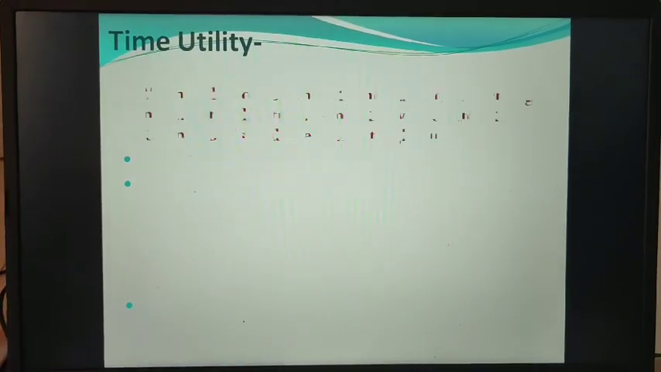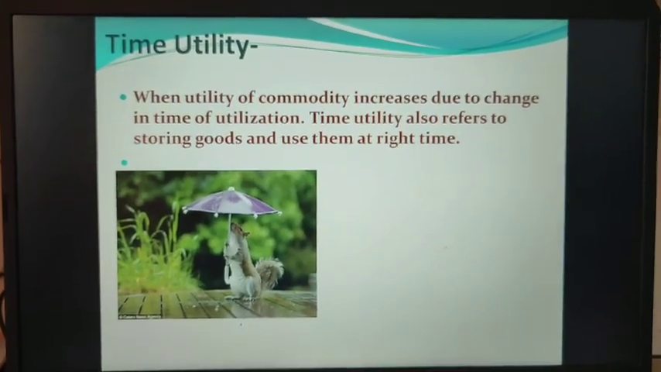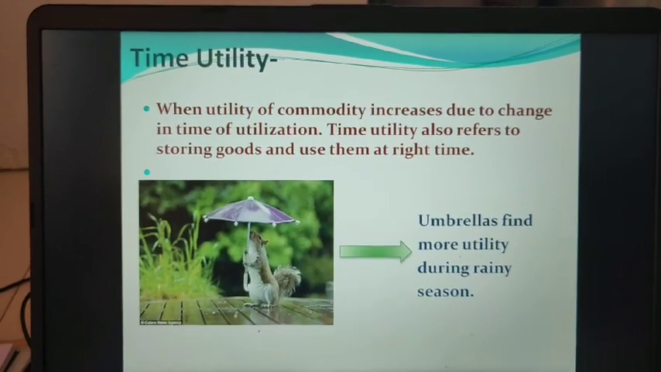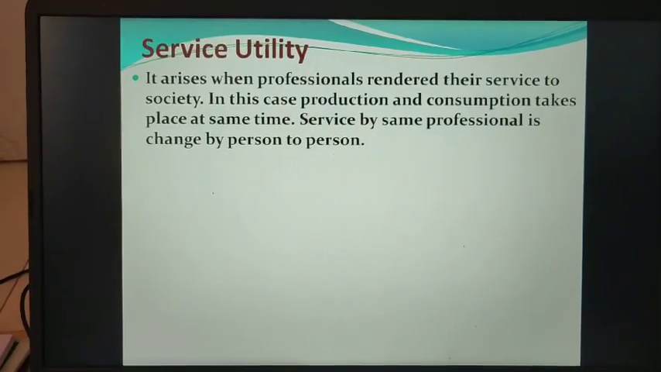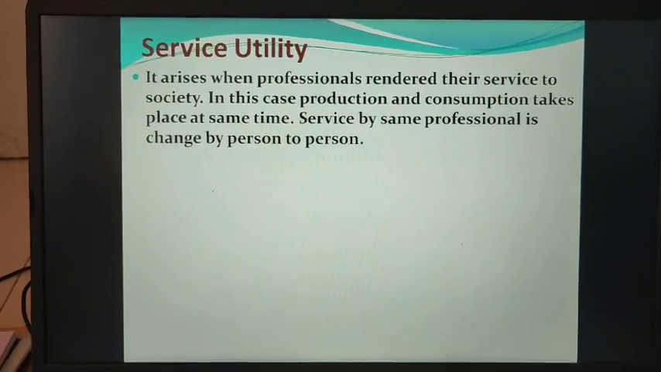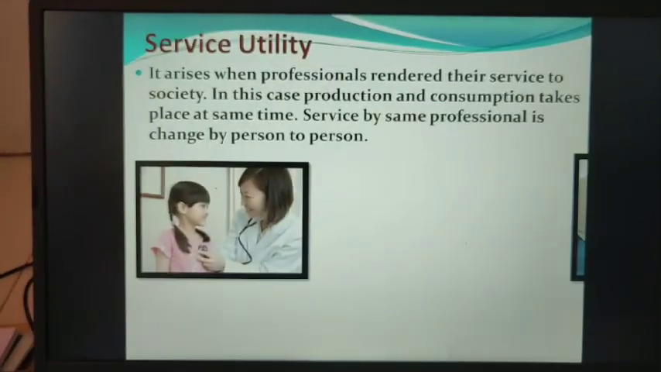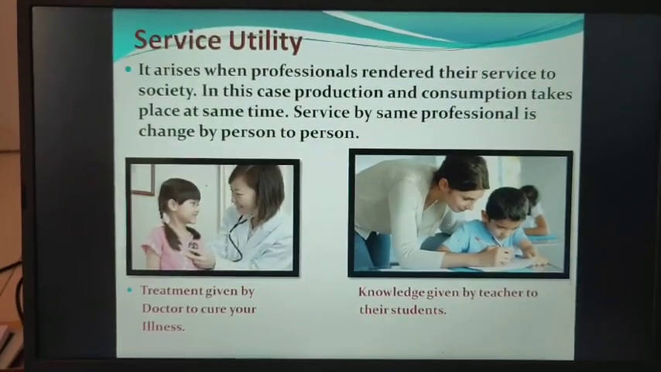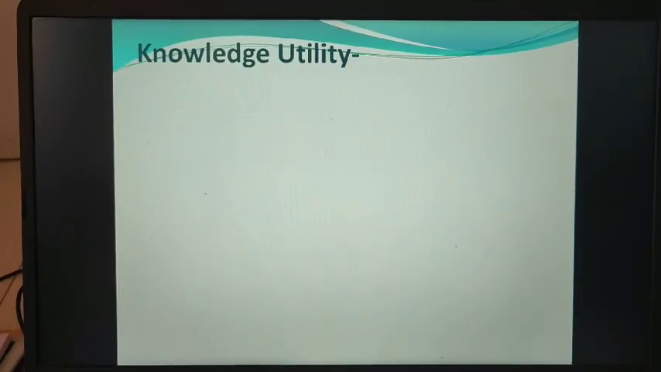After that, time utility. When we change the time of consumption, we get more utility out of that. Okay, so that's about time utility. After that, service utility. When we are taking service from different professionals like teachers, lawyers, doctors, engineers, architects, right? Okay, so here the time of production and consumption is similar.